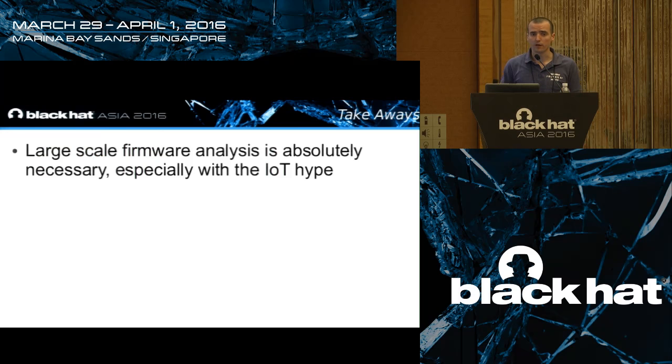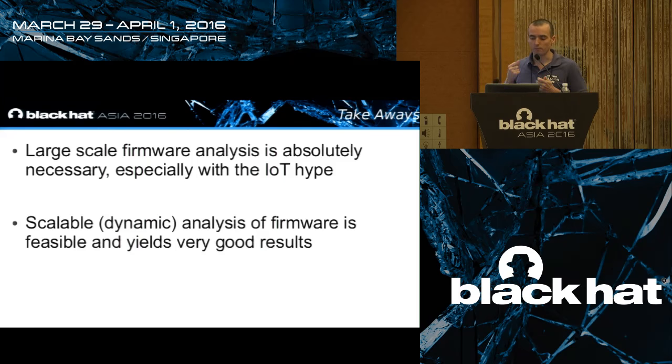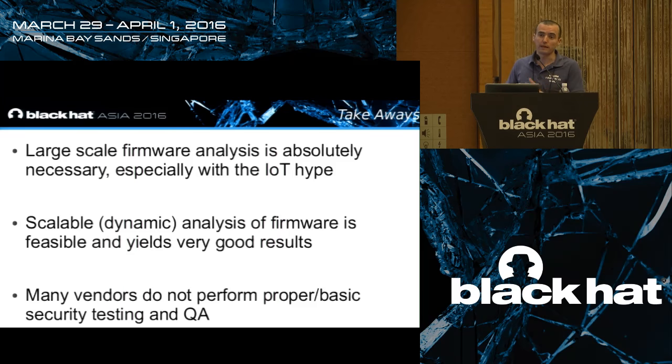The three main takeaways which we want to emphasize are these. First, large-scale firmware analysis is necessary because, as you can see, there are a lot of vulnerabilities, and especially with the IoT hype, it is really necessary to analyze firmwares, not just x86 and malware. Second, we demonstrate that scalable and dynamic analysis of firmware is feasible, and it yields really good results and can yield even better results with some engineering effort. Third, we conclude personally that many vendors do not perform proper or basic security testing and QA, because just by running off-the-shelf non-commercial tools in a very automated environment you can find easy, serious vulnerabilities, and we don't understand why they don't do this.